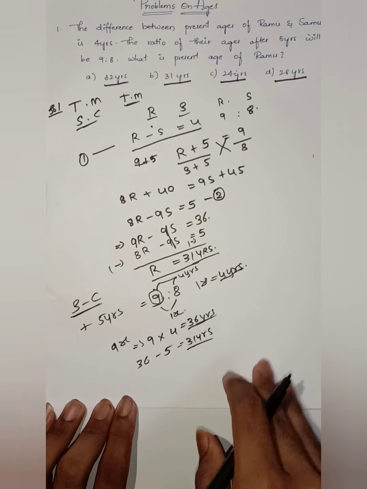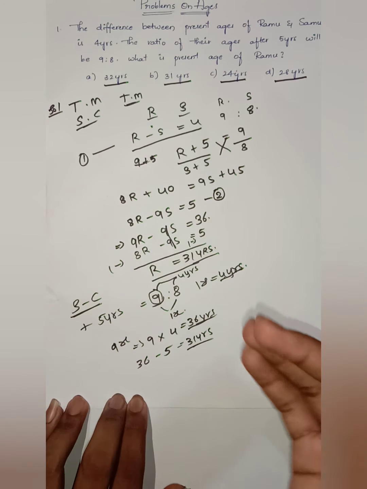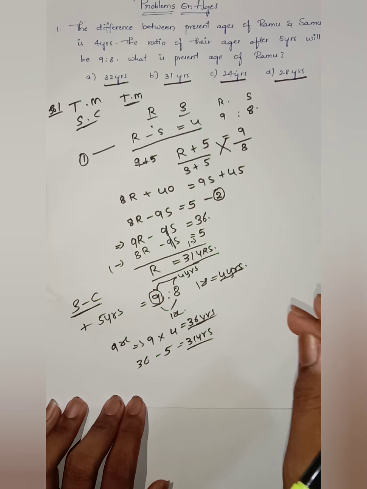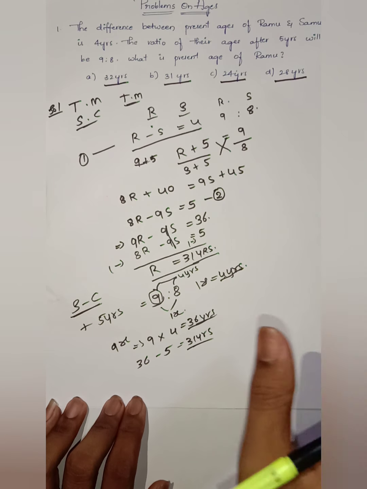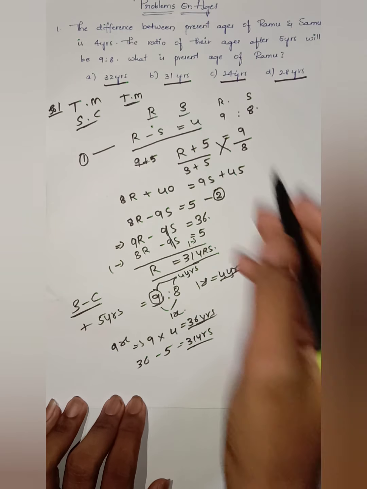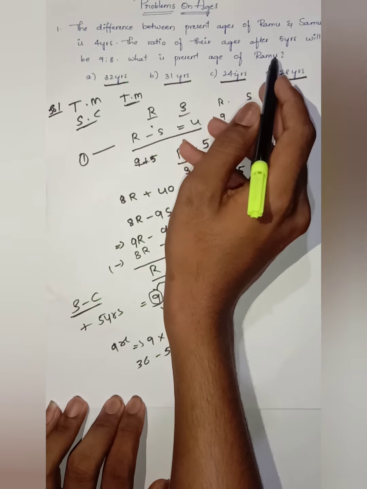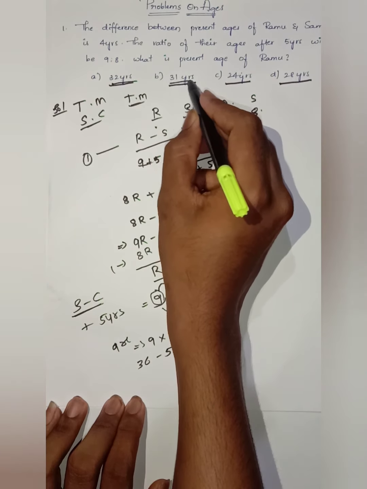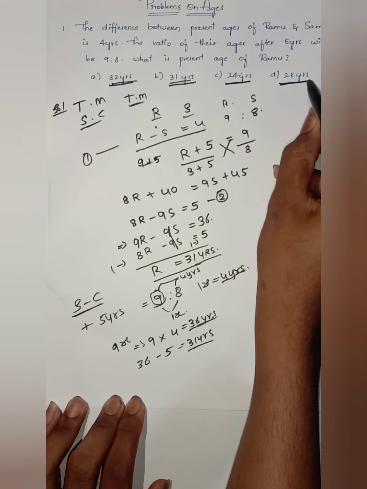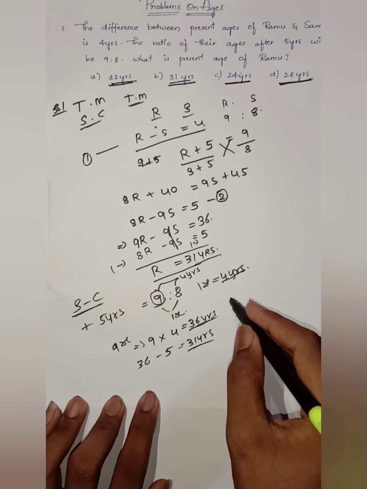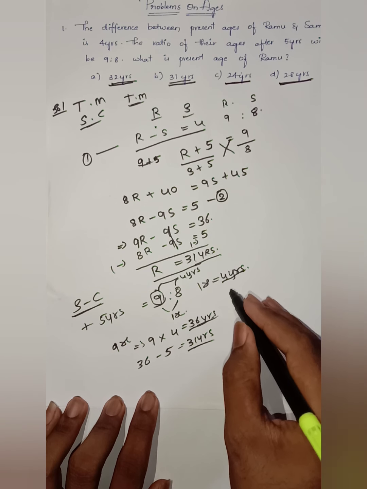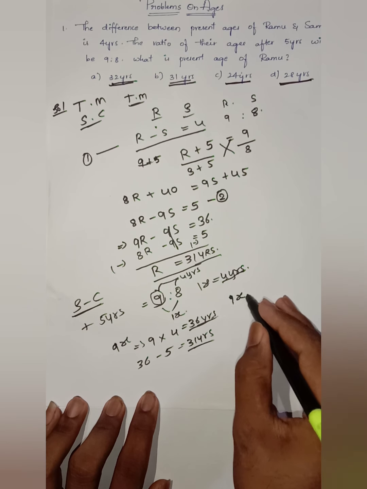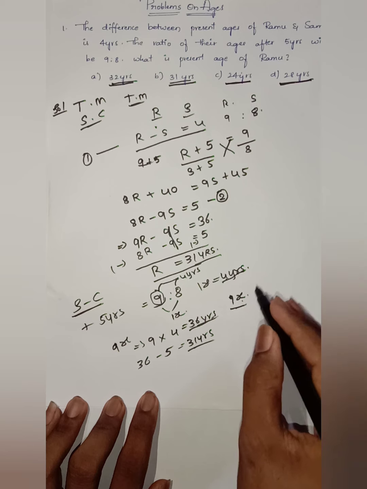So this is the shortcut method, and we will try to solve the problem from the option method also. First of all, when you are trying to solve from the option method, you should know what the options represent. The options give the present age of Ramu: A is 32 years, B is 31 years, C is 24 years, and D is 28 years. In the question it is clearly told that Ramu's age after 5 years will be 9x, so it should be a multiple of 9.